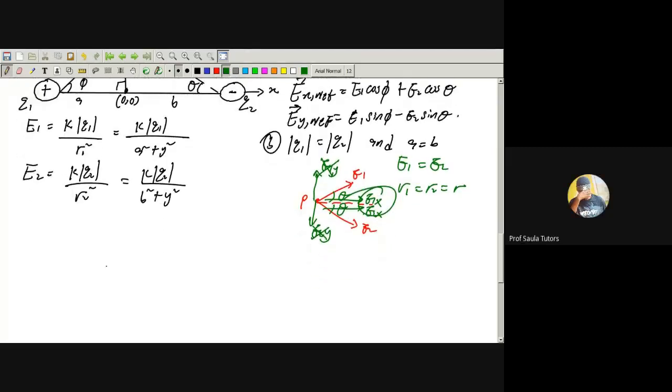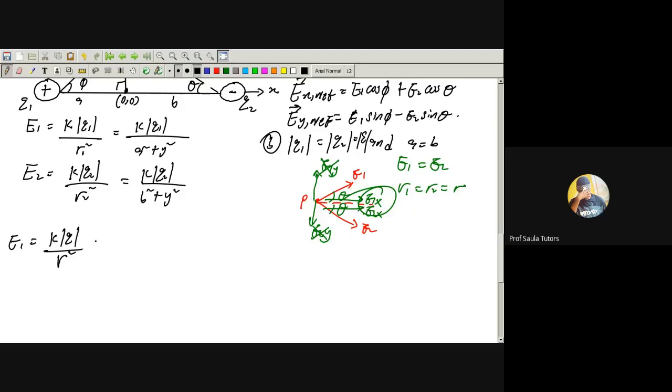So what do we now do? Let's go. Our E1, firstly, the magnitude, will be equal to KQ. Since Q1 and Q2 are equal, I'll call them Q. KQ over, since R1 and R2 are equal, I'll call them R. So over R squared.